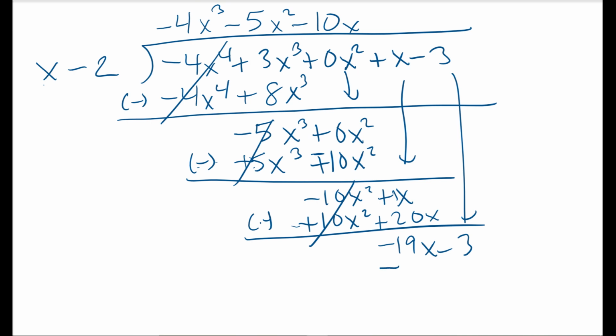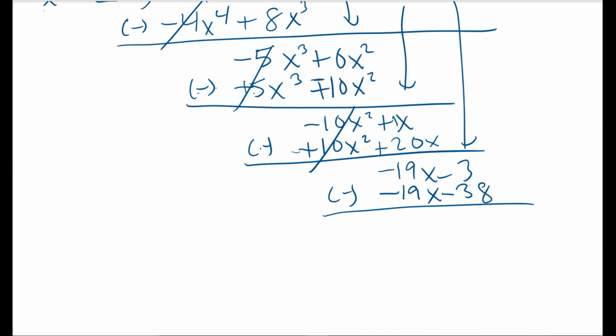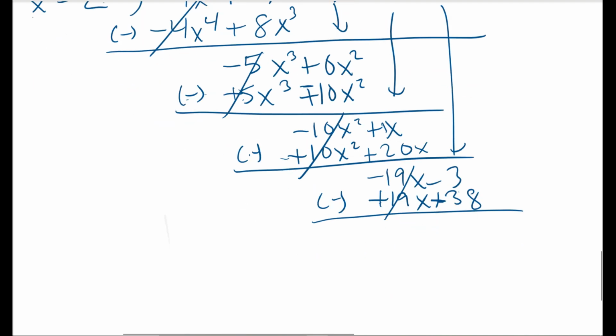So I want to get a minus 19 here. How do I get that from x? Well, if I multiply x by negative 19, I get negative 19x. Negative 19 times negative 2 is negative 38, and then I can subtract. Double negative is a positive, so this cancels. Oh, wait, negative 19 times negative 2 is positive 38. I apologize for that.